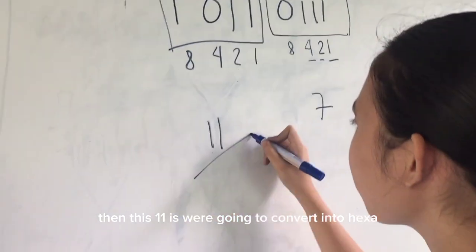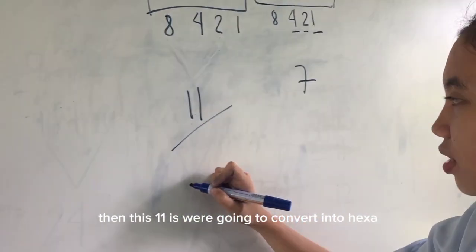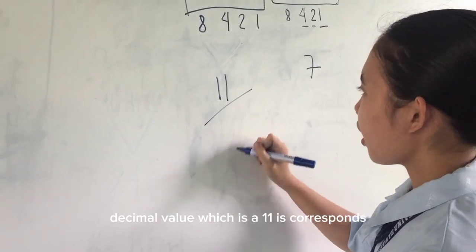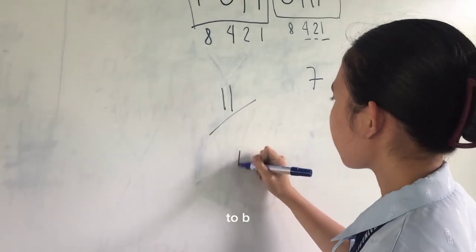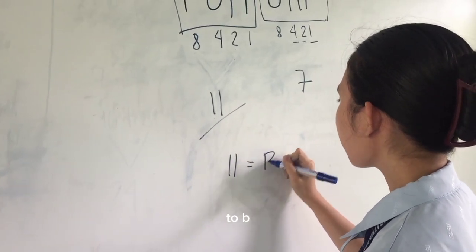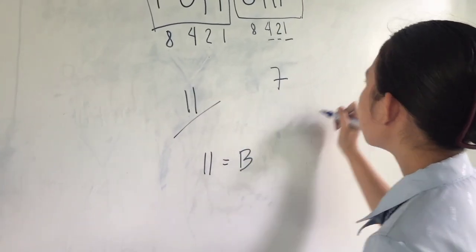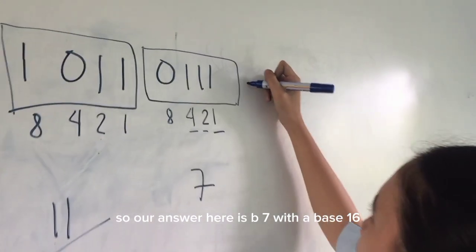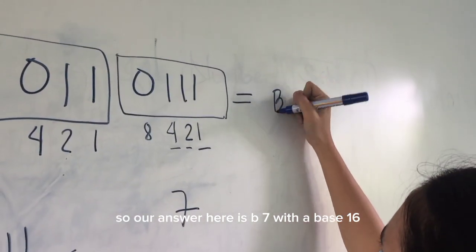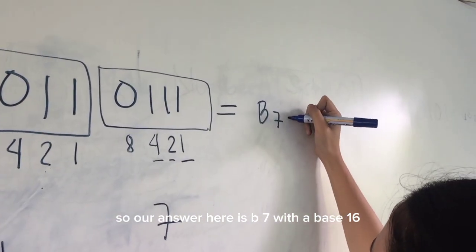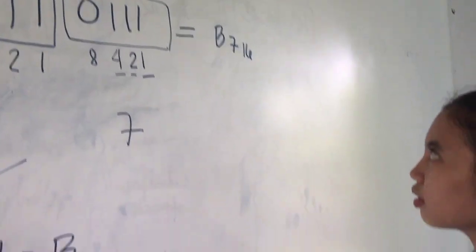Then this 11 we are going to convert into a hexadecimal value, which is, 11 corresponds to B. So our answer here is B7 with a base 16.